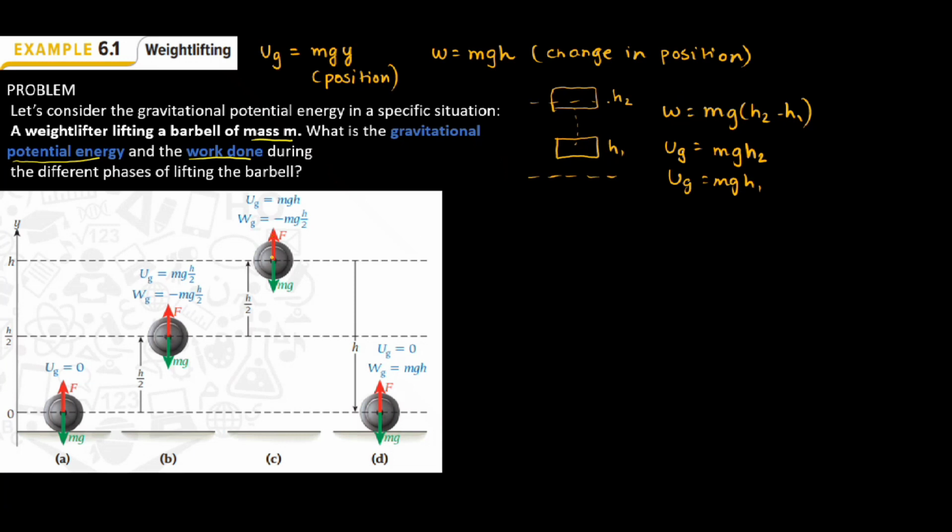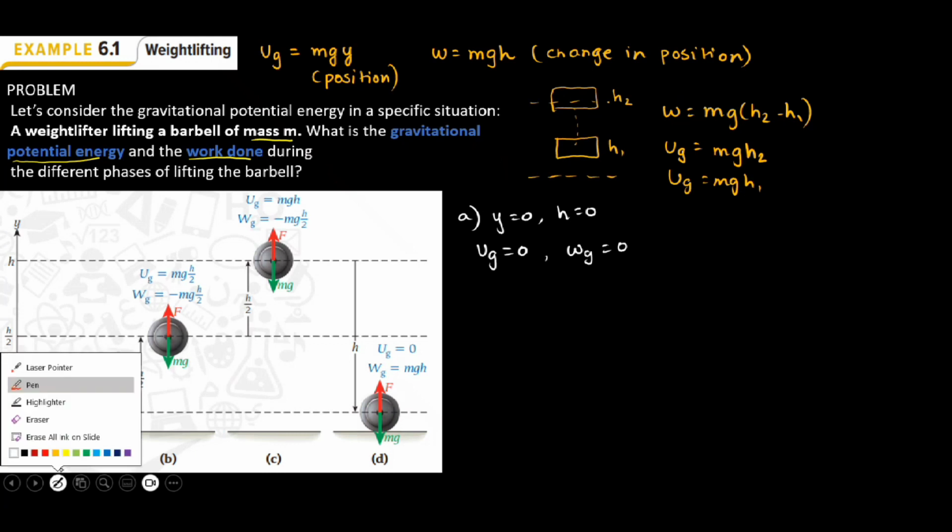So let's apply this while solving our problem. In part A of our problem, the object is at the reference point. The reference point is the point where we take the potential energy of the object to be 0, where the height over which the object is raised is 0. So in part A, since my object is at the reference point, my y position is 0, or my height is 0. So the potential energy of the object will also be 0, as well as the work done will be 0.